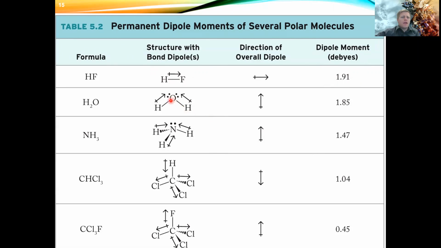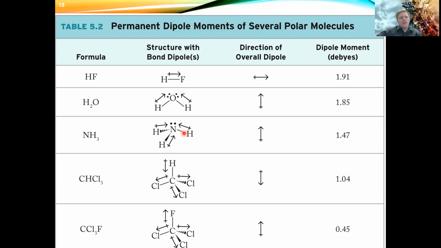Now, if we get a bent structure like this for water, we have these dipoles moving along the bonds between oxygen and hydrogen, but how the molecule is going to behave as a whole has to consider all of its internal dipoles. So it's going to take the sum of them all. And if we sum these two vectors together, we'll get a dipole pointing up through there. The same is true for a trigonal pyramidal structure like this.